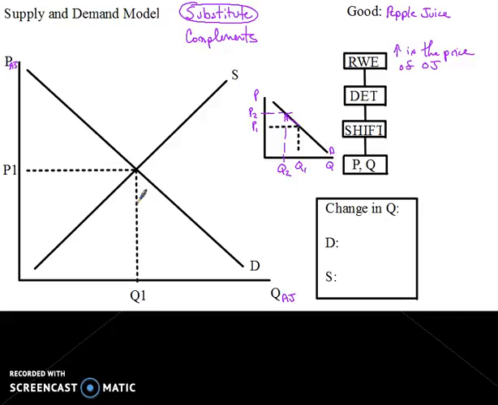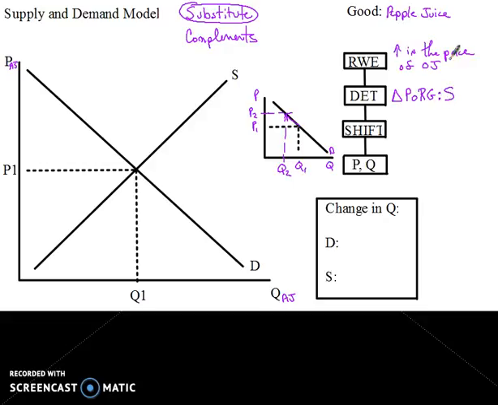Okay? So an increase in the price of orange juice means people are going to buy less orange juice. What does that mean for the apple juice market? Well, my determinant in the apple juice market would be, this is my shorthand, a change in the price of related goods. And how are the goods related? They are substitute goods. Okay? So, change in the price of related goods: substitutes.